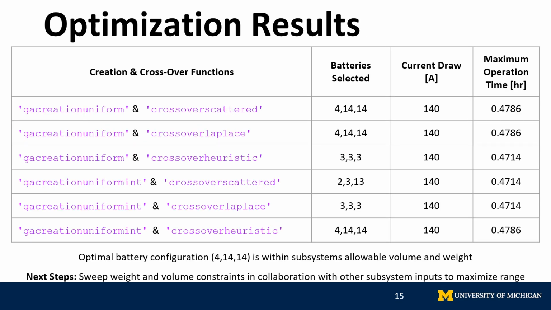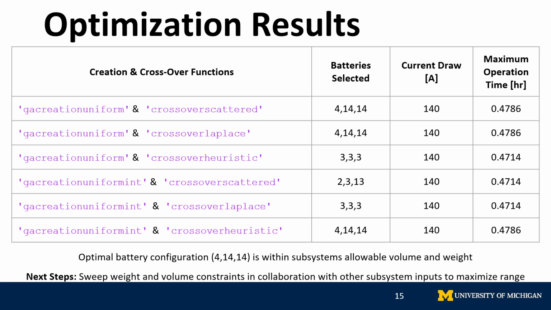After leveraging the same creation and crossover functions as the previous groups, we received 3 unique outcomes from MATLAB due to the large number of possible battery combinations. From the results, we conclude that the 6S batteries in parallel that we labeled as 4, 14, and another 14 battery are the optimal solution for our subsystem given the constraints that we used.